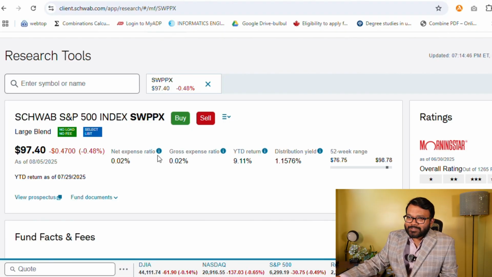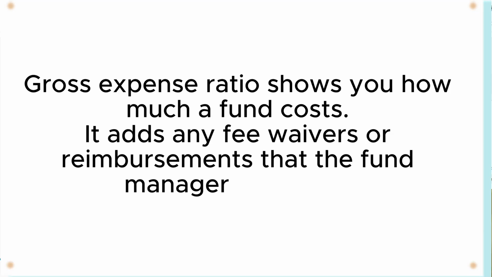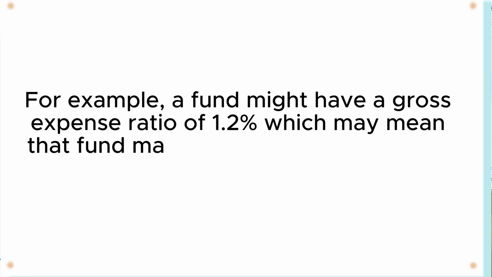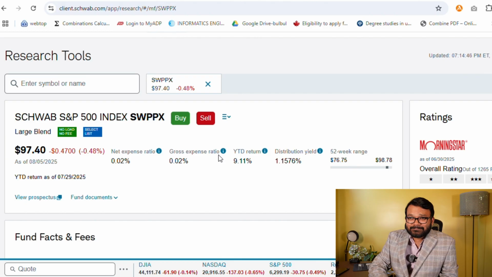So now here's the other one, gross expense ratio. Now the question is, what is gross expense ratio? So gross expense ratio shows you how much a fund costs. It adds any fee waivers or reimbursements that the fund managers may offer. For example, a fund might have a gross expense ratio of 1.2%, that could mean that the fund manager has a fee waiver of 0.3% included in it.